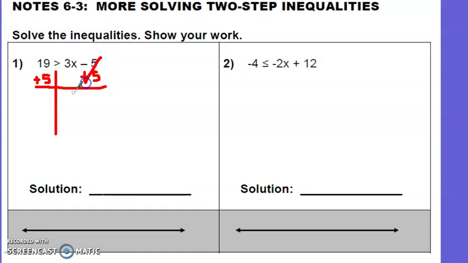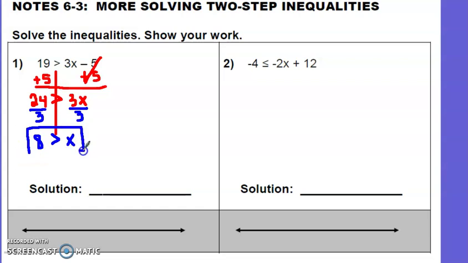That cancels this out. And then we go 19 plus 5, which gives us 24 is greater than 3x. So that 3x means times, so we're going to do the inverse, which is to divide by 3. So when we go 24 divided by 3, we get 8 is greater than x.